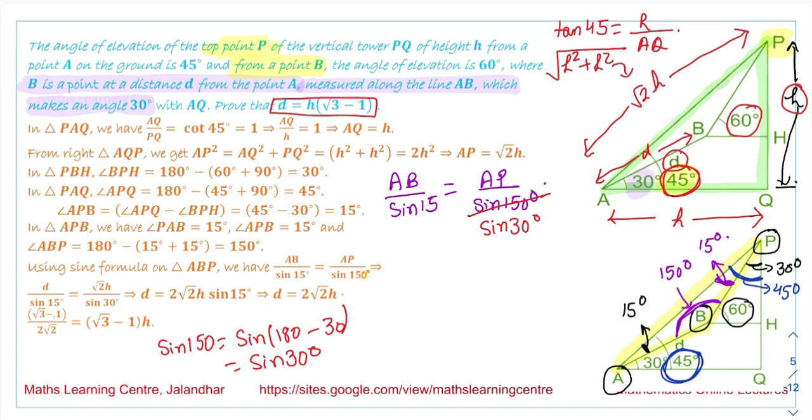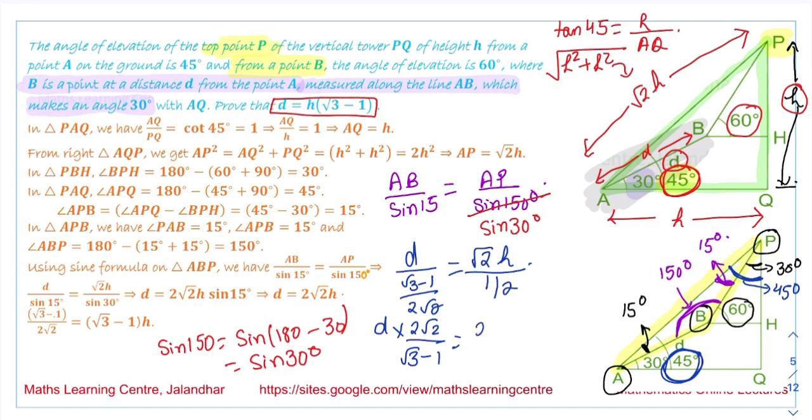Now what is this length AB? This length AB is D. The value of sine 15 degrees is root 3 minus 1 by 2 root 2. The value of AP is square root 2 times H, and the value of sine 30 is 1 by 2. So we get D into 2 root 2 by root 3 minus 1 is equal to 2 root 2 times H. This 2 root 2 gets cancelled, and the answer we obtain is that D is equal to root 3 minus 1 times H. This is the final answer that we obtain, and this is what we have to prove.